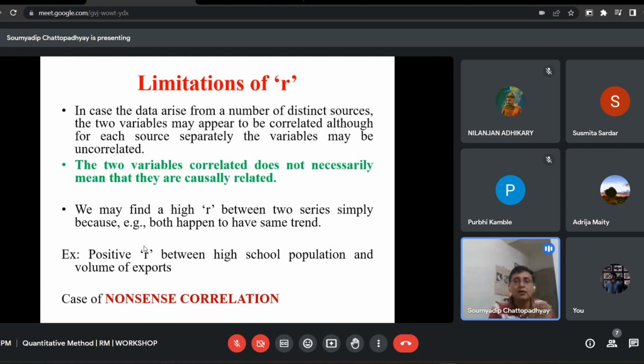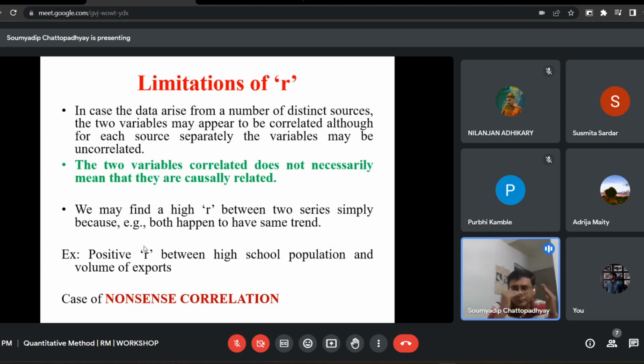Okay, but you may find that R between the two time series is high. If that is high, the two variables are correlated, but that does not necessarily mean that they are actually correlated, because in cases where the high R square is due to the same underlying trend between those variables, we have a particular case of correlation, known in the literature as nonsense correlation.